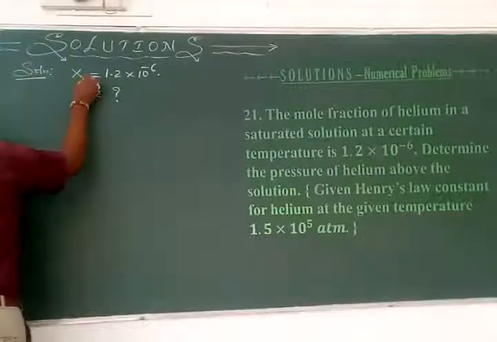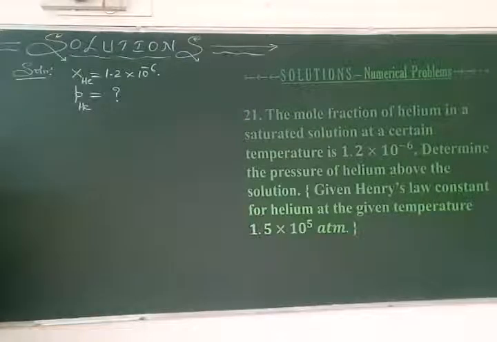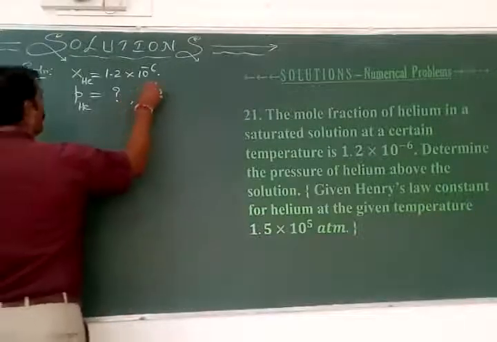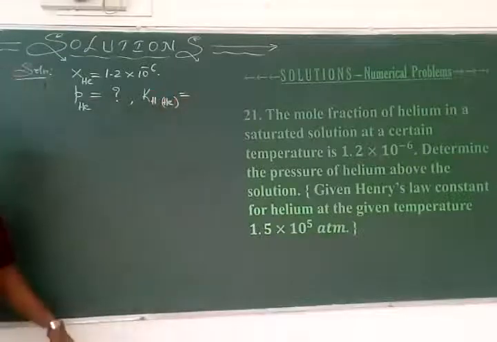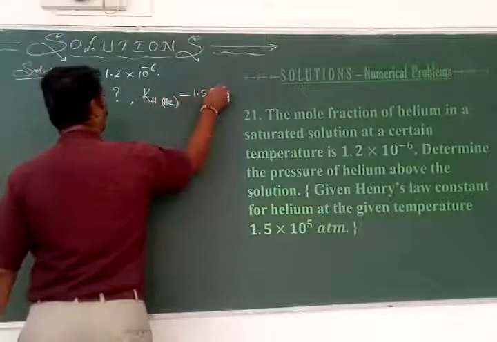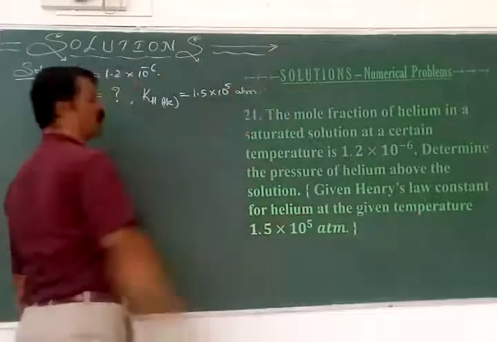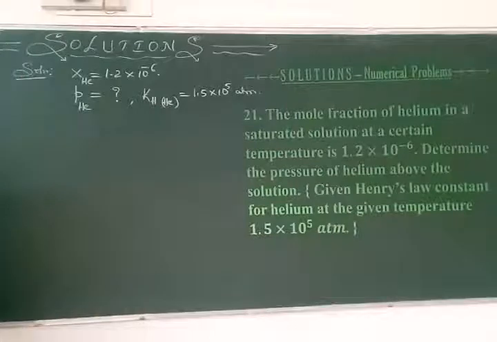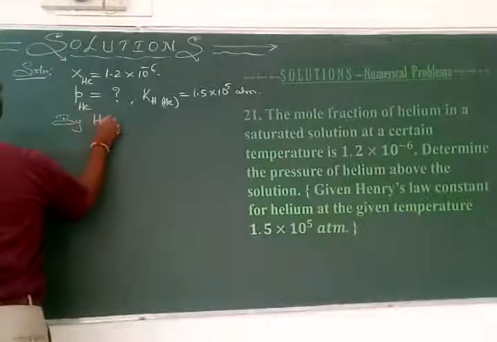Means X of helium, partial pressure of helium. And also the KH with respect to helium is given, the Henry's law constant with respect to helium at that temperature is 1.5 into 10 to the power of 5 in terms of atmosphere. Direct solution. By what law? Henry's law.